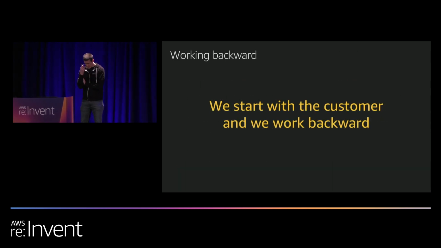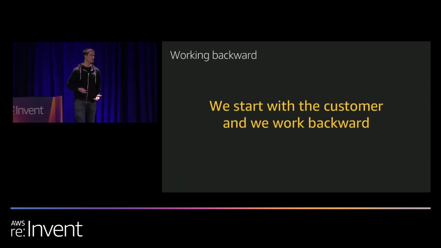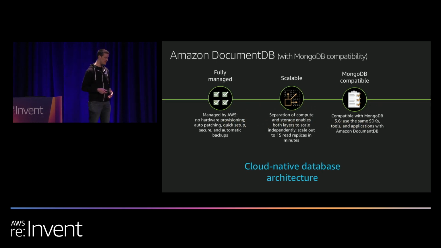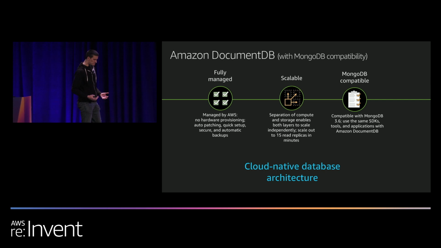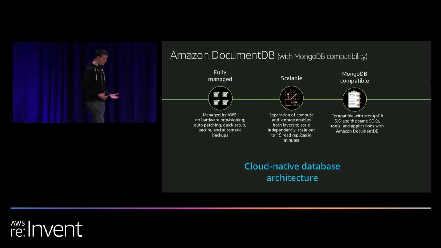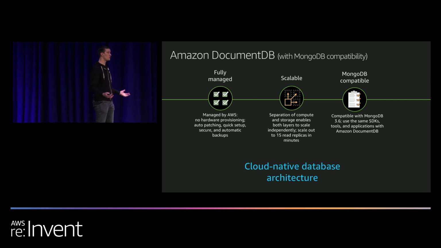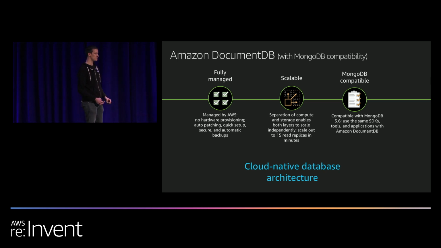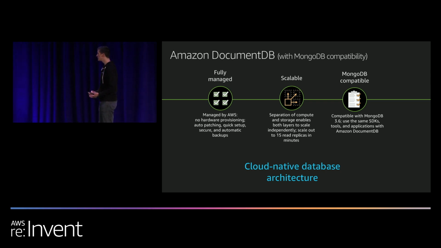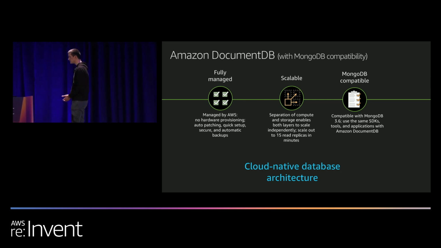So when we built DocumentDB, we worked backwards from these customer scenarios, and we really thought about how we were going to build this. What would it look like? Well, first it'd be fully managed, right? People don't want to be in the business of doing this anymore. And that's perfectly understandable. Scalable, and then of course MongoDB compatible, right? The MongoDB API is by far the best way to work with documents.